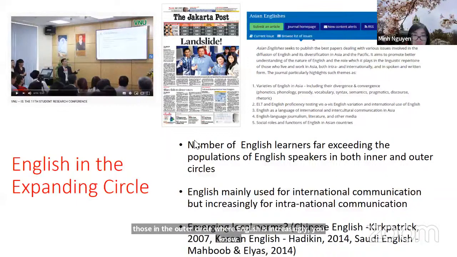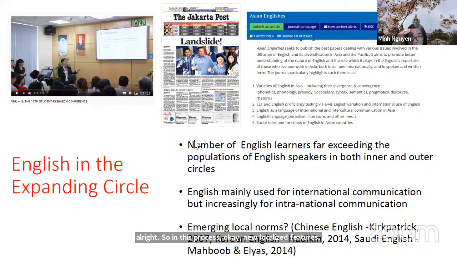Okay, all right. So in this process, new localized features may emerge. As we have seen, increasingly more research on Asian Englishes, such as Chinese English, Thai English, Korean English, for example. And some scholars have even predicted that because of the rapid increase in the number of English users and the growing status of English, and the expanding function of English in those countries, this may mean an end to the English as a foreign language status in those countries.